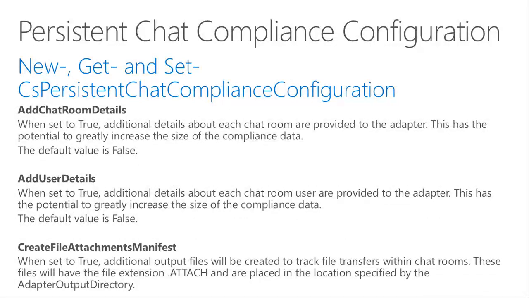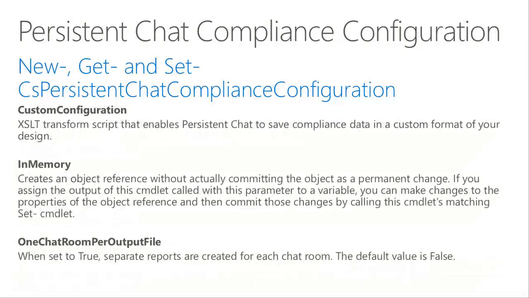There's a lot of PowerShell cmdlets here. There's chat rooms. You can determine whether you want to export a specific chat room or all chat rooms. Why would that be important? The gentleman in the blue may have a chat room that is for German currency traders only, so he wants to export that to his EMC system in Germany. He wants to export the chat room for Denmark fixed income traders to a different compliance service, and they may be two different products. So you can say which type of adapter you're using.